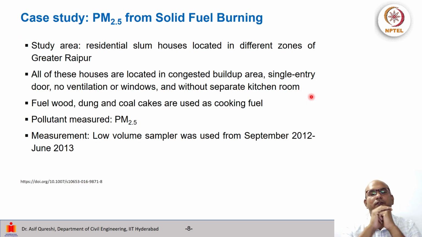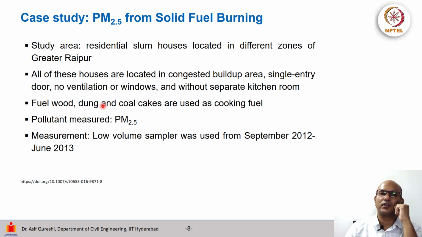The next study we will look at is PM 2.5 from solid fuel burning. The study area in this work was residential slum houses located in the greater Raipur area. All the houses were located in a congested built-up area with a single entry door, no ventilation or windows, and without a separate kitchen room. Generally fuel wood, dung and coal cakes were used as cooking fuel.